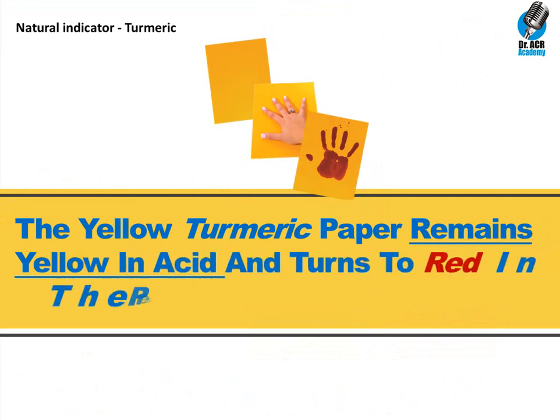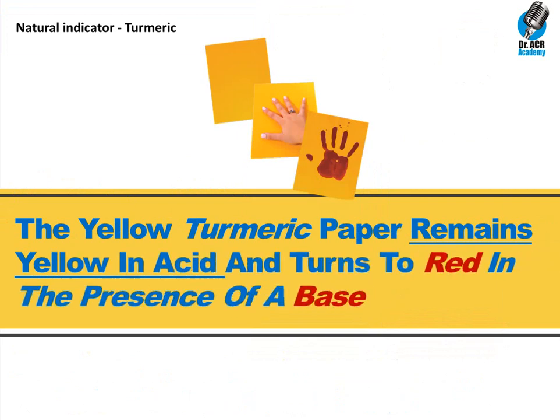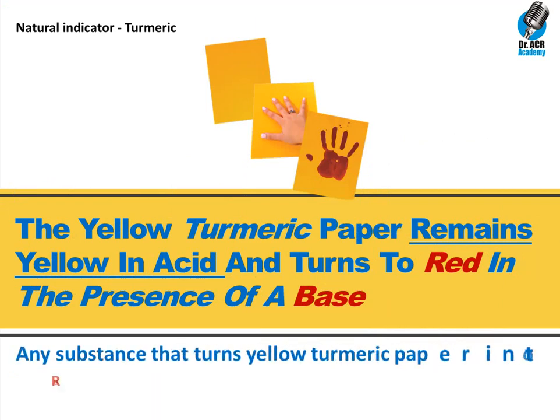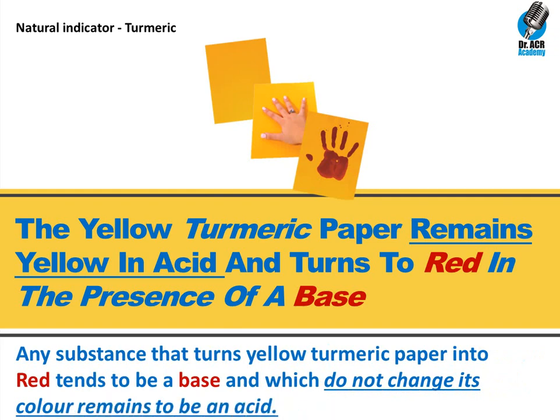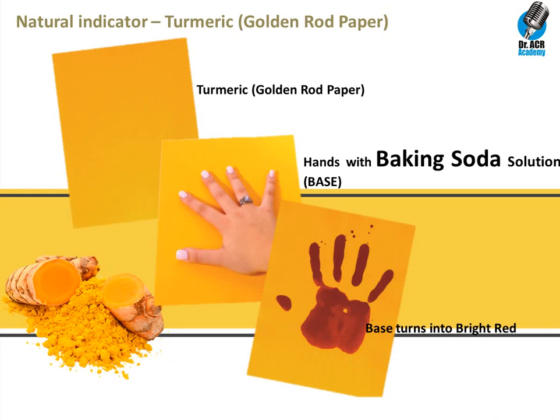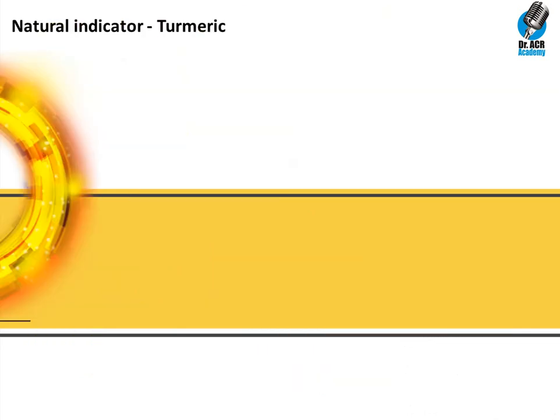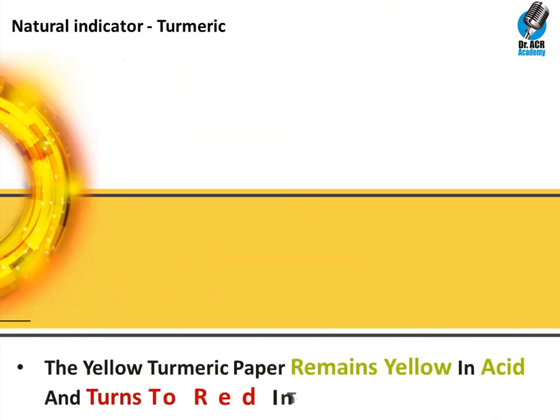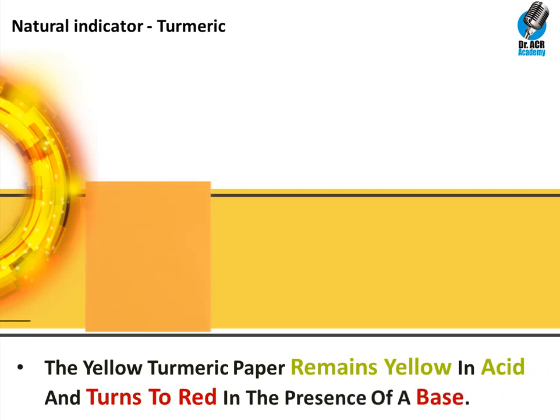The yellow turmeric paper remains yellow in acid and turns red in the presence of a base. Any substance that turns yellow turmeric paper red tends to be a base, and those which do not change its color remain acids. Turmeric paper, hands with baking soda solution were kept on our turmeric paper. After removing the hand, the paper turns bright red because it is a base. The yellow turmeric paper remains yellow in acid and turns red in the presence of a base.